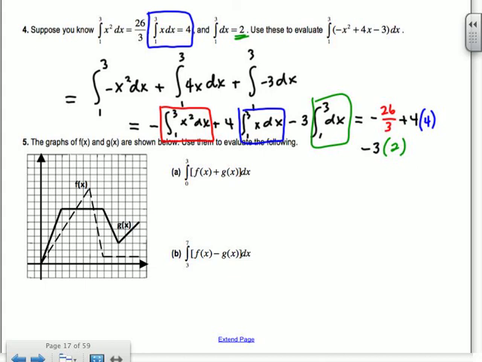Wait, so we combined? Oh, because it gave us what they were. Yeah, you were given that the integral from 1 to 3 of x squared dx was 26 over 3. So I just plugged that in. So I have negative 26 over 3. All right, so your answer: negative 26 over 3 plus 16 minus 6, 4/3. So your answer is 4/3.